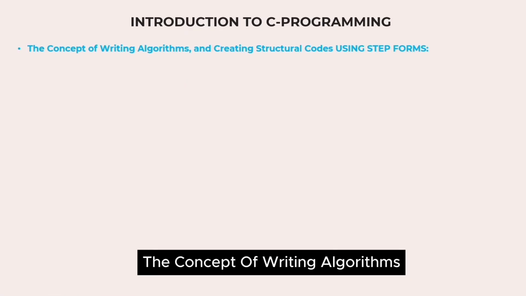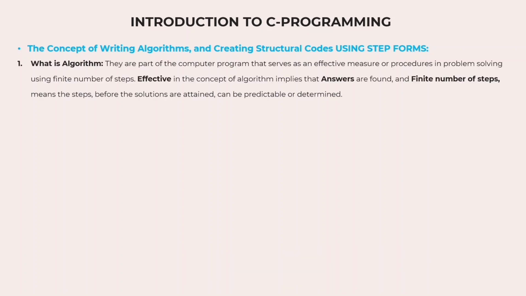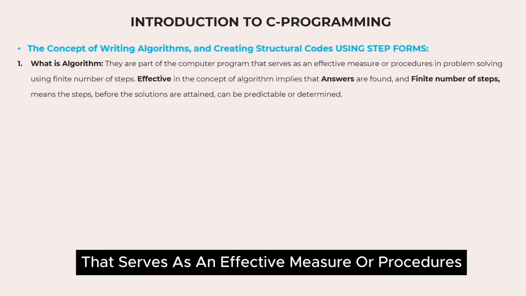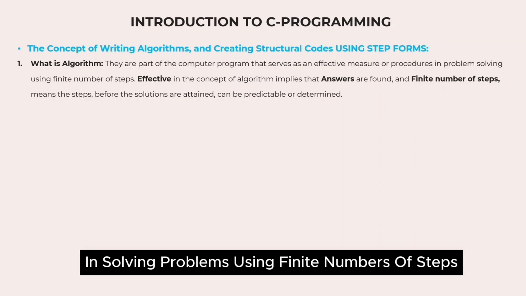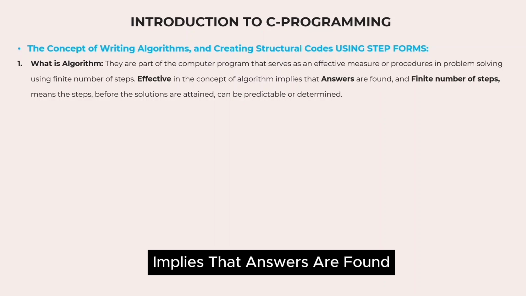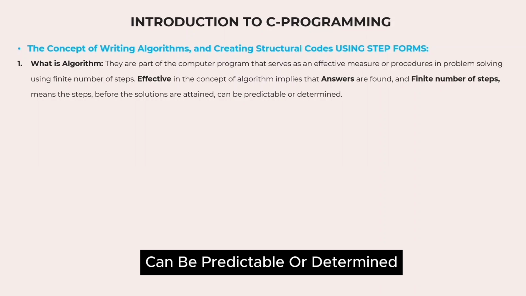The concept of writing algorithms and creating structural codes involves using step forms. So what is an algorithm? By definition, algorithms are part of the computer program that serves as an effective measure of procedures in solving problems using a finite number of steps. Effective in the concept of algorithm implies that answers are found, and a finite number of steps means the steps before the solutions are attained can be predicted or determined.